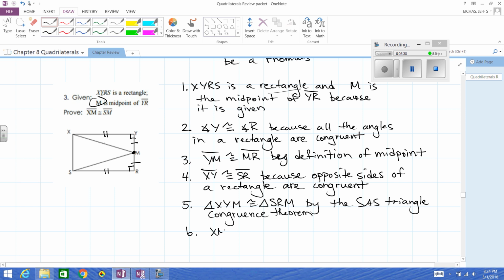And XM congruent to SM by, I'm going to write it out, the corresponding parts of congruent triangles are congruent.